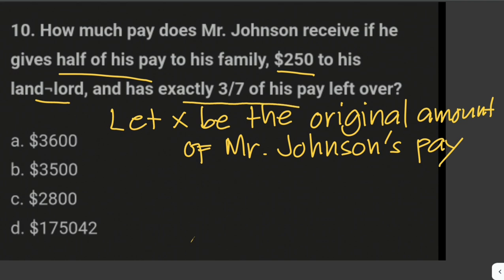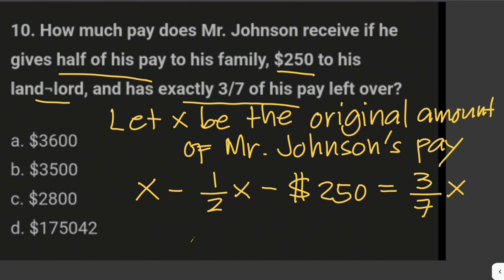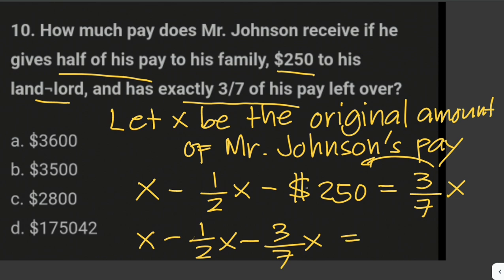So now let's write this mathematical sentence into a mathematical equation. The original amount, which is X, minus half of his pay, which is 1/2 of X, minus $250 is just equal to 3/7 of his pay, which is X. Now we combine like terms, those with X, so that will be X minus 1/2 X. We transpose 3/7 to the left, that will become negative 3/7 X. And then $250 to the right will become positive $250.